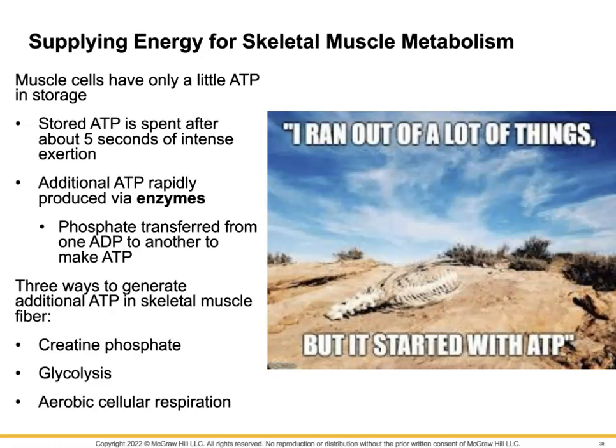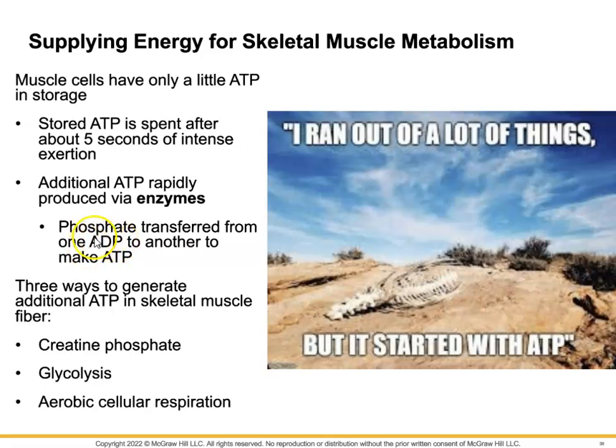Yeah, I guess we better get to making some ATP. Our muscle cells only store a little bit of ATP, and we use that up in about 5 seconds of intense exertion. So one thing we can do is steal some. We can take an ADP that's already lost 1 phosphate and steal another phosphate.